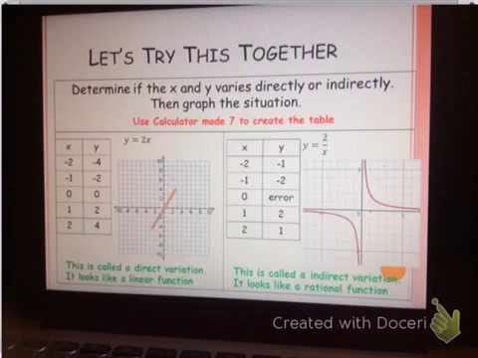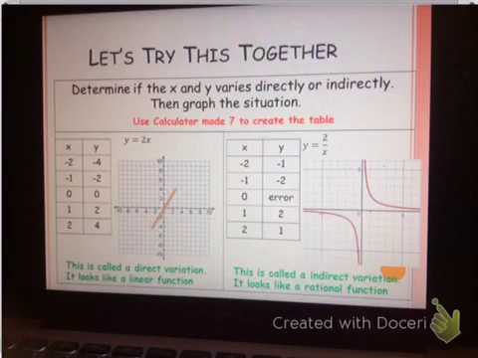You will have a quiz on this. One class is Wednesday and the other class is Thursday. You will have a quiz, so make sure you know which type of relationship each of Charles' law and Boyle's law is.